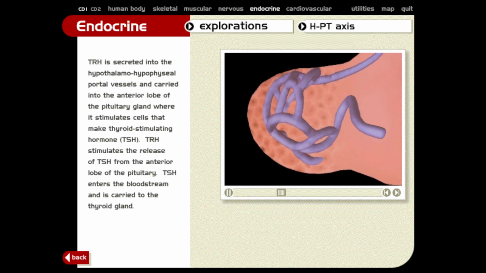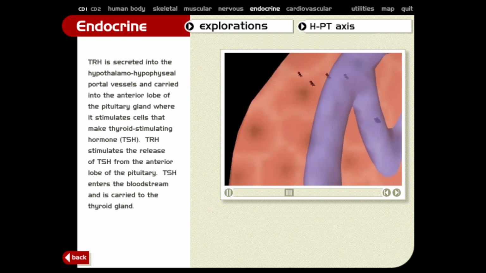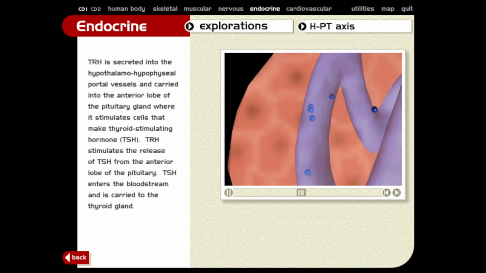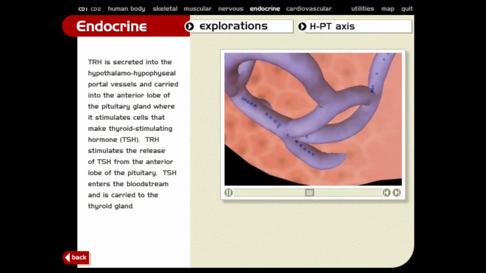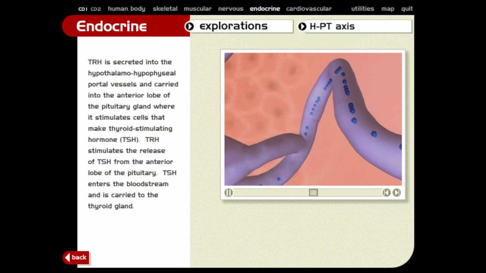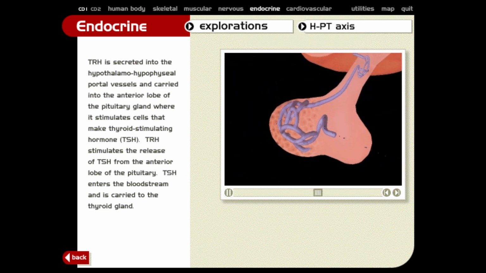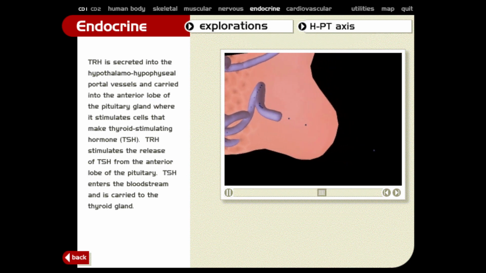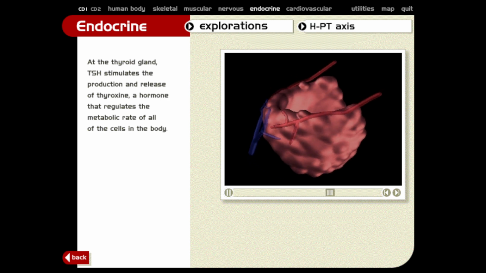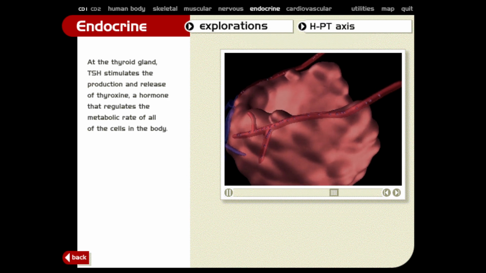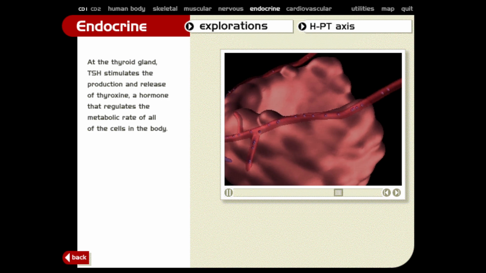TRH is secreted into the hypothalamo-hypophyseal portal vessels and carried into the anterior lobe of the pituitary gland, where it stimulates cells that make thyroid-stimulating hormone, TSH. TRH stimulates the release of TSH from the anterior lobe of the pituitary. TSH enters the bloodstream and is carried to the thyroid gland. At the thyroid gland, TSH stimulates the production and release of thyroxine, a hormone that regulates the metabolic rate of all the cells in the body.